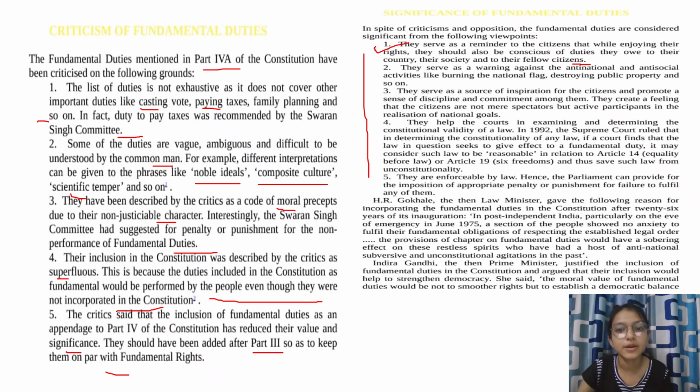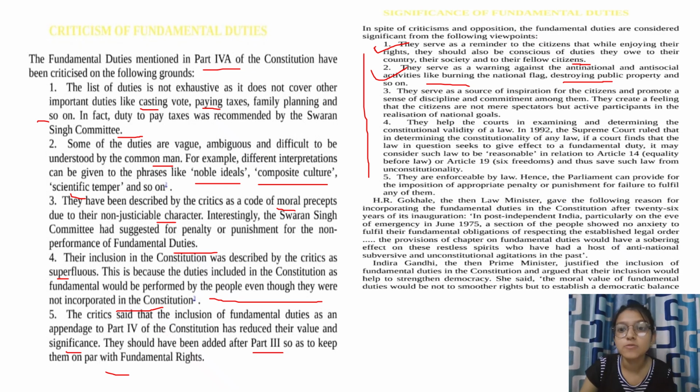That stands as a reminder in our Indian Constitution. They serve as a warning against anti-national and anti-social activities like burning the national flag, destroying public property, and so on. As I gave the example of the movie Nayak, there was such a scene showcased to us. So if the citizens of India have read those fundamental duties, maybe they will change their mind and will not do something that violates their duties.